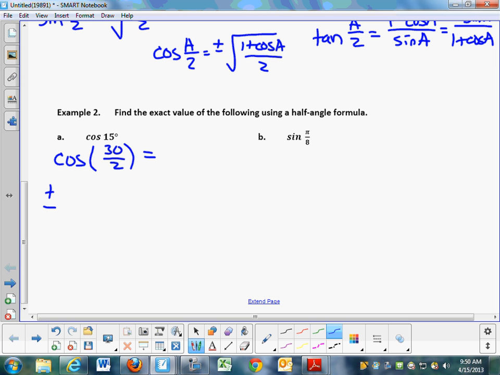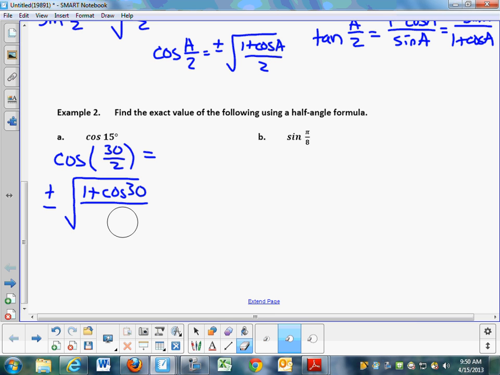Good question. We'll do that in a second. How do you know whether or not it's plus or minus? Okay. So we got 1 plus the cosine of 30 over 2. That is what your formula says, right?